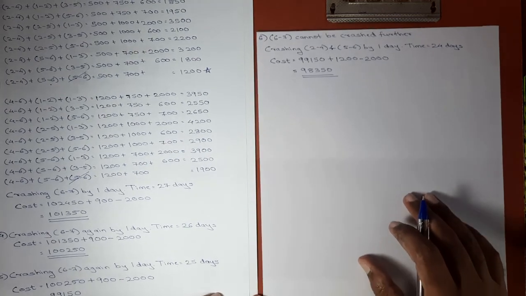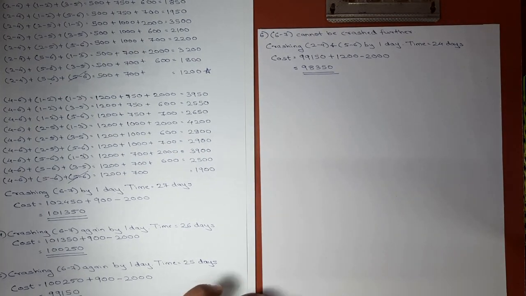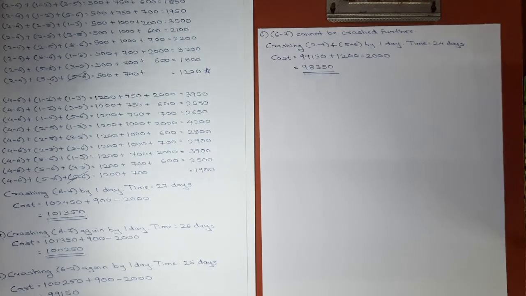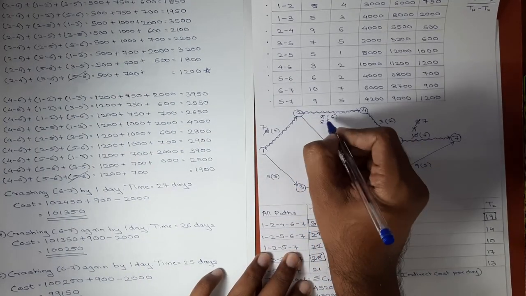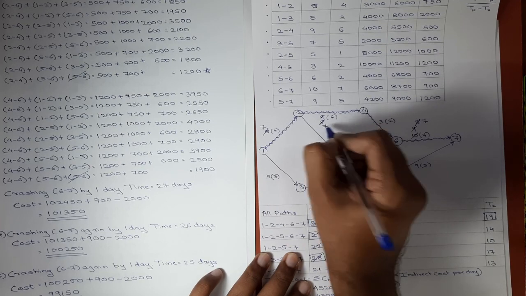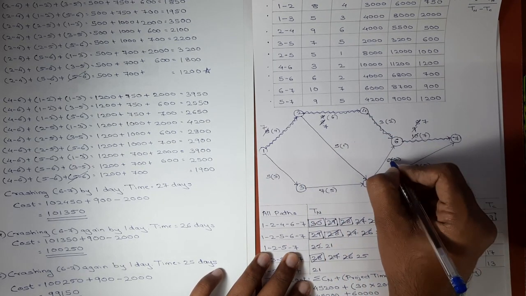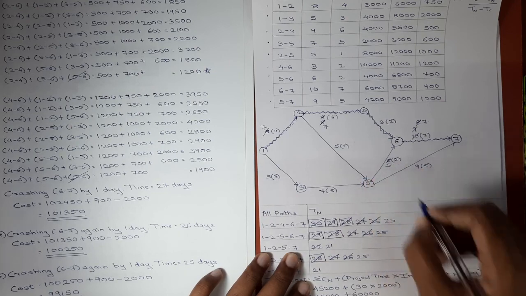Okay, now activities 2 4 and 5 6 were crashed. We'll be updating it in the network diagram. 2 4, 8, will now become 7, and in case of 5 6, 6 will now become 5.